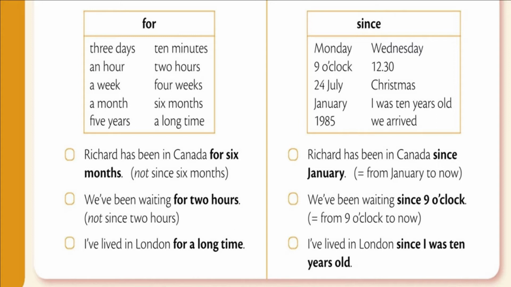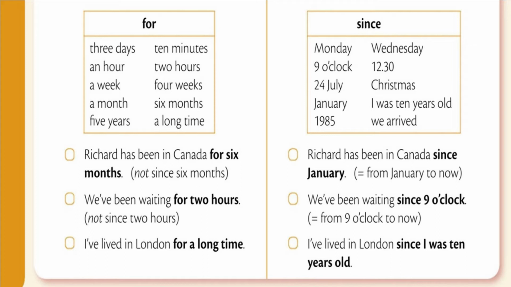Now, how to use since? Since Monday, since 9 o'clock, since 24th July, since January, since 1985, since Wednesday, since 12:30, since Christmas, since I was 10 years old, since we arrived. When we are going to use since, we should be careful that we should mention the start of the period. But when we are going to use for, then we should mention a period of time.